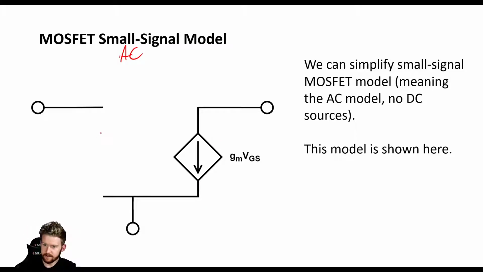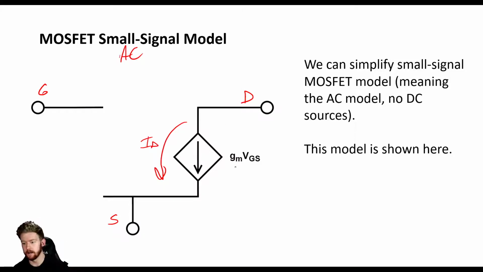So this is the ideal model for a MOSFET. So we don't have any current flowing from our gate to our source. And we have a variable drain current. So this is ID. And this is our drain up here. So we have a variable drain current based on VGS. And you'll see that this VGS is multiplied by GM, which is what we said earlier is our transconductance.